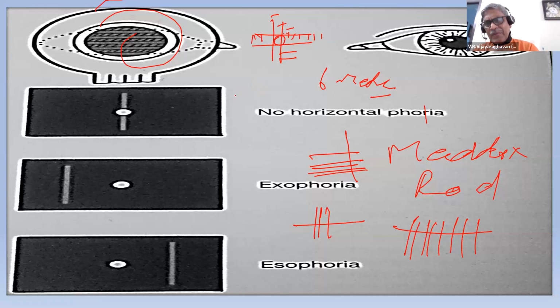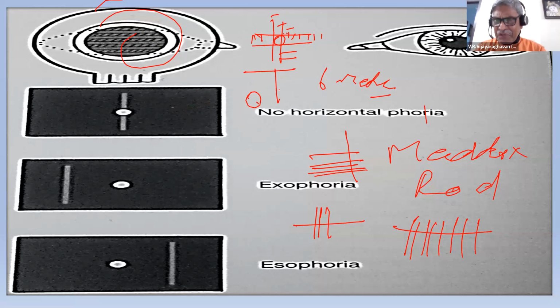Imagine now I put a Maddox rod in front of the right eye. The right eye will see the light as a line, horizontal or vertical, depending upon the orientation of the Maddox rod. I will see a line, whereas the left eye will see a light source only, a round light source. Understand now? That means you are presenting dissimilar images. In the right eye, a line; in the left eye, a bulb-like round thing. So the brain doesn't know how to fuse.